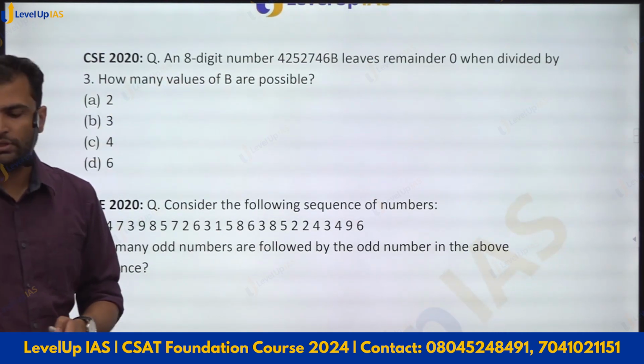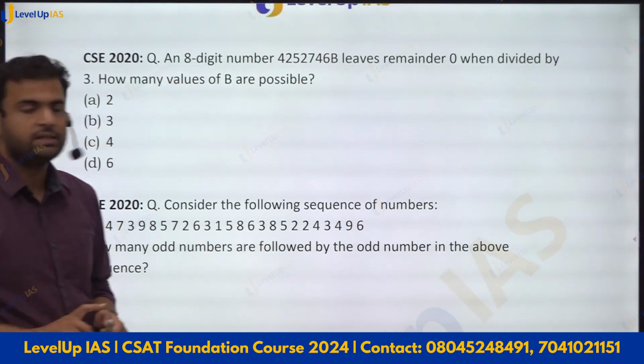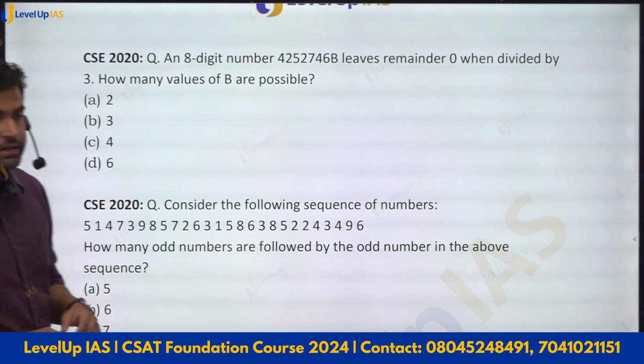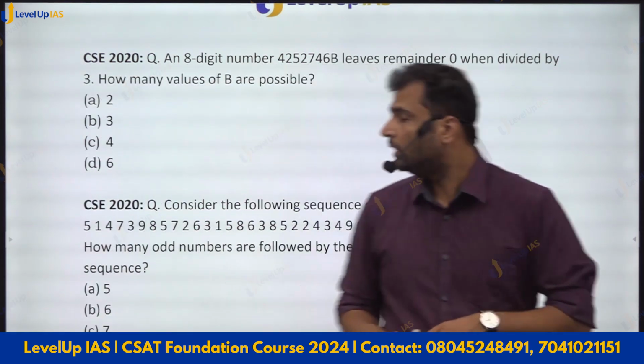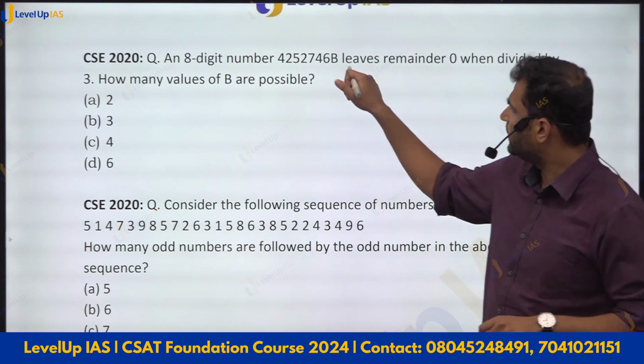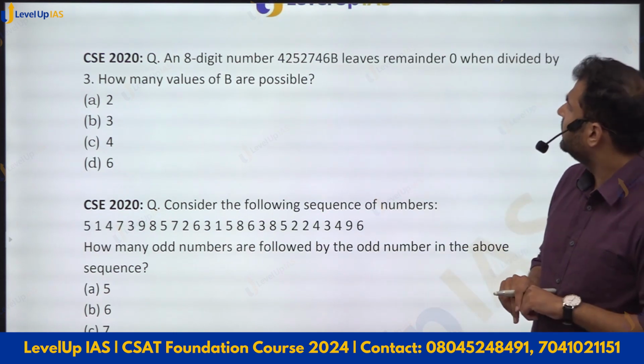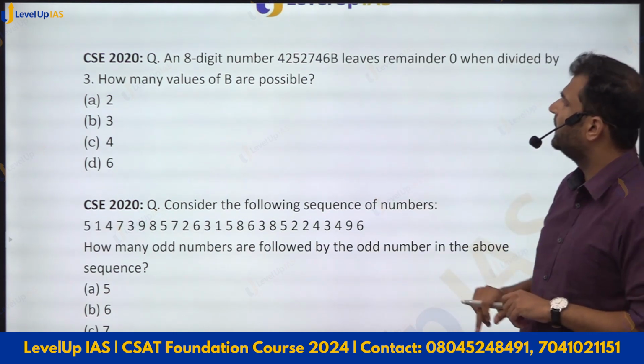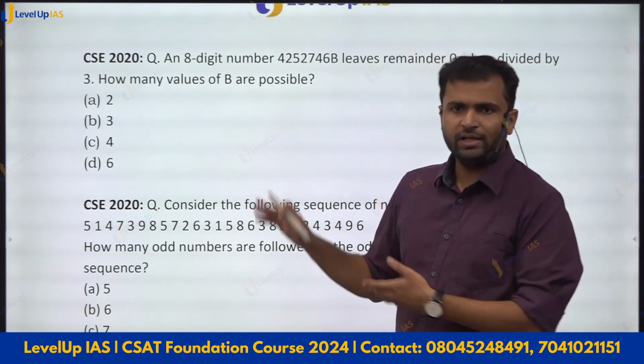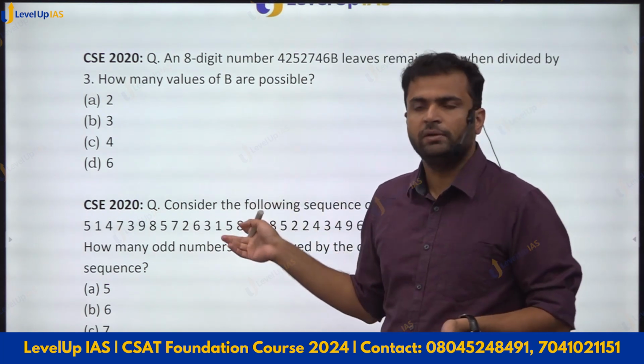Now again, the next question is based on a simple divisibility test. We have this 8-digit number, and there is one unknown B here, and it is given that it leaves remainder 0 when divided by 3. What does it mean? That 3 is a factor. This number is divisible by 3.